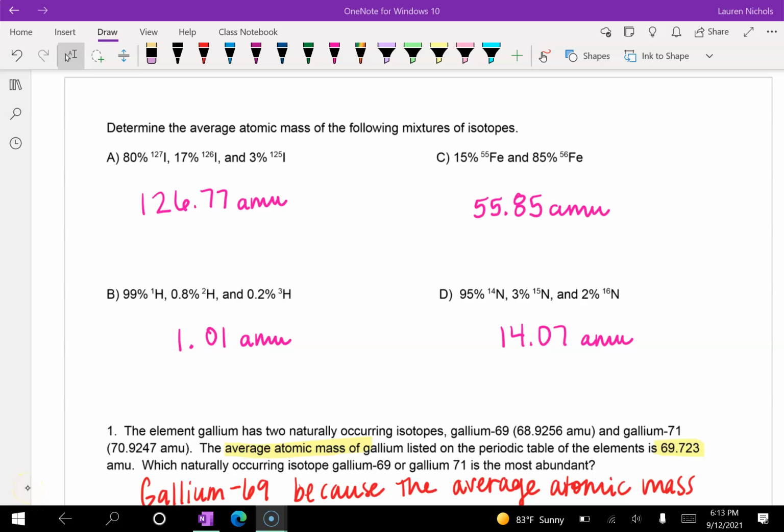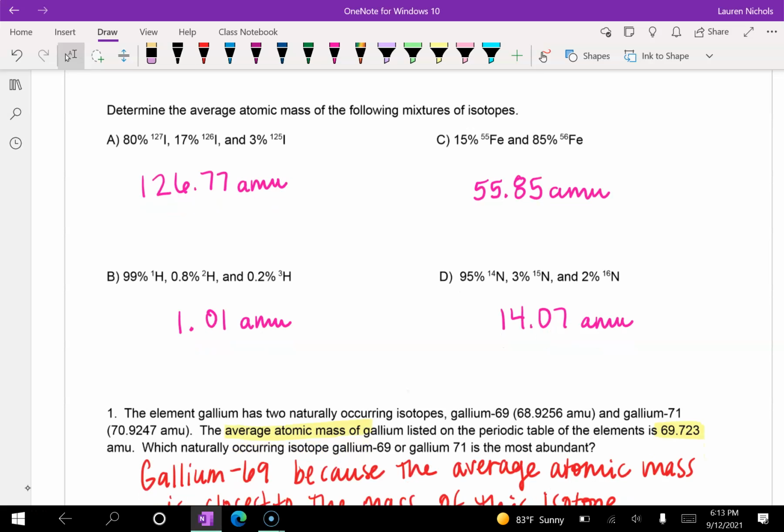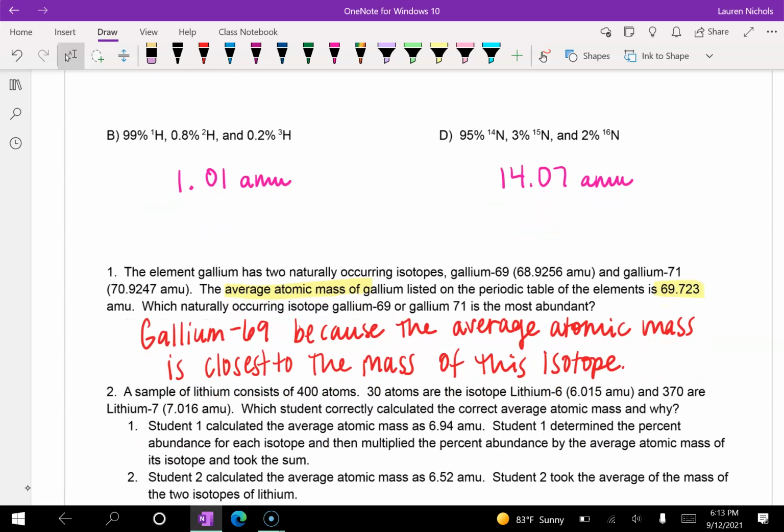Okay, so for A, B, C, and D, you can check your answer. If you got something different, you want to make sure that you put it in your calculator correctly. And if you're still not able to get this answer, you can come talk to me about it in class. For this word problem here, they wanted to know which isotope is the most abundant.